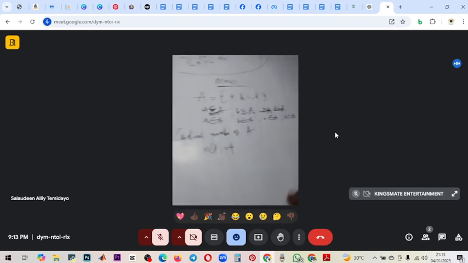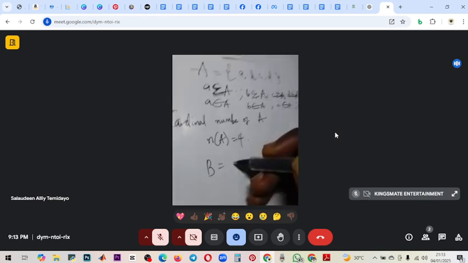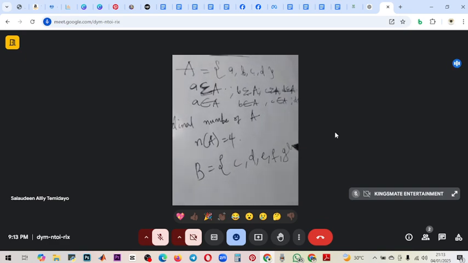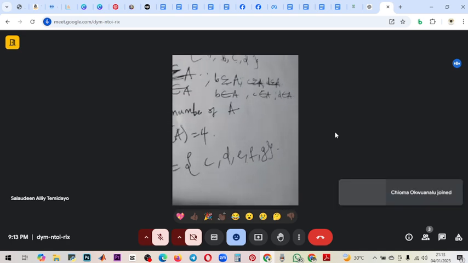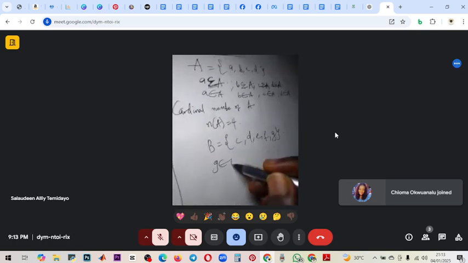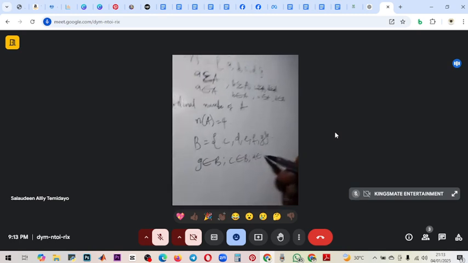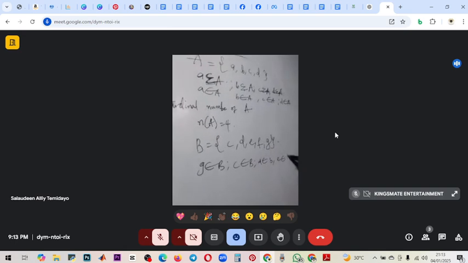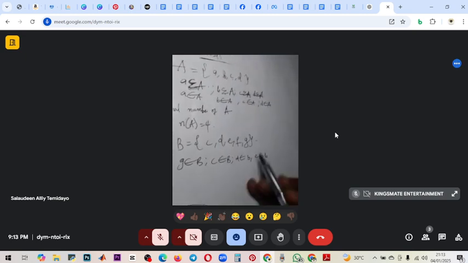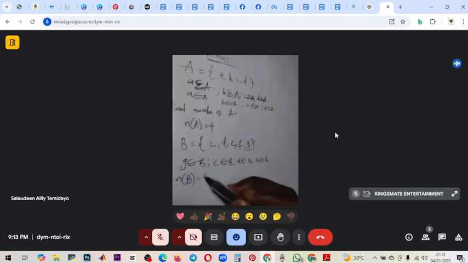So now I can consider another set. Let me call that set B, and set B = {c, d, e, f, g}. What I observe from set B is that g is an element of set B, c is an element of set B, d is an element of set B, e is an element of set B. All these are elements of set B. So now the number of elements in set B is 1, 2, 3, 4, 5.